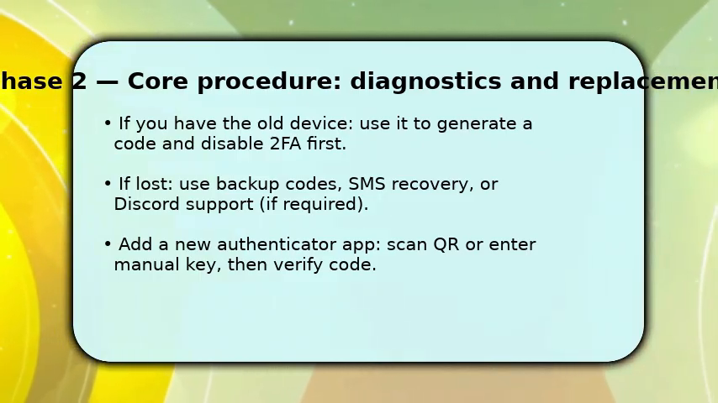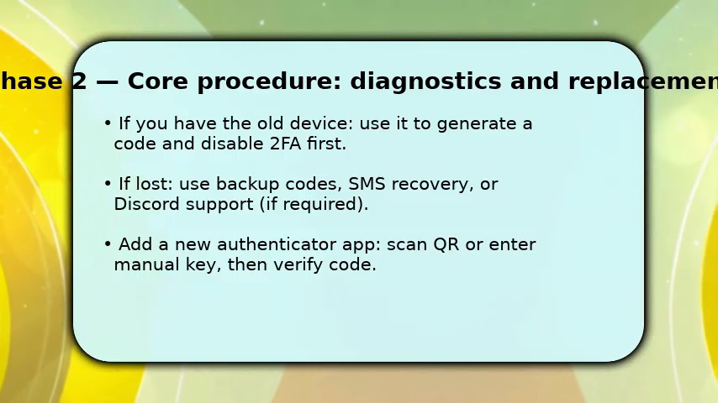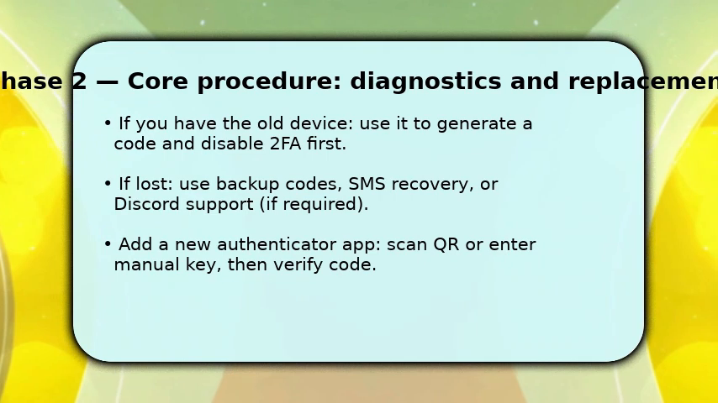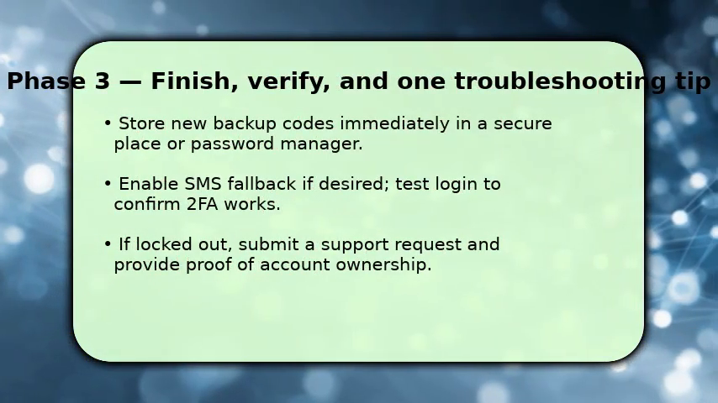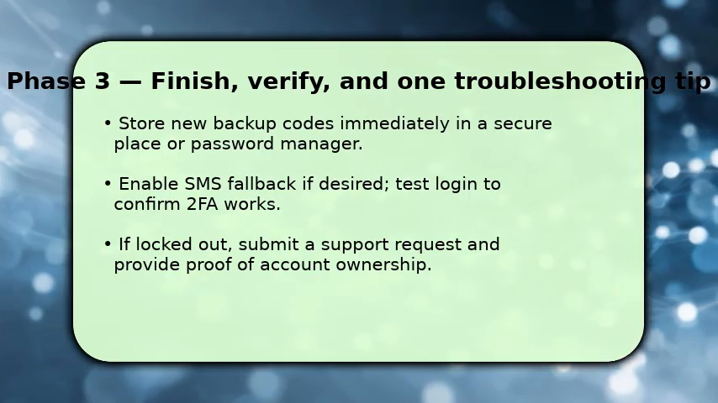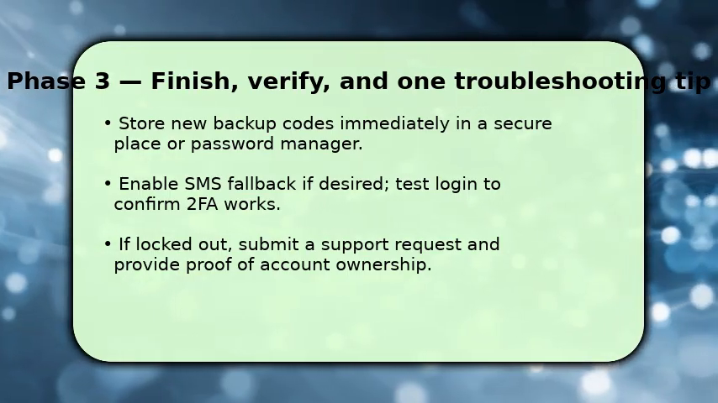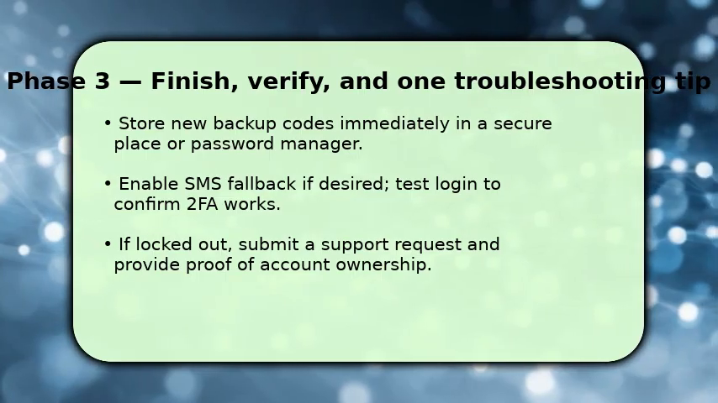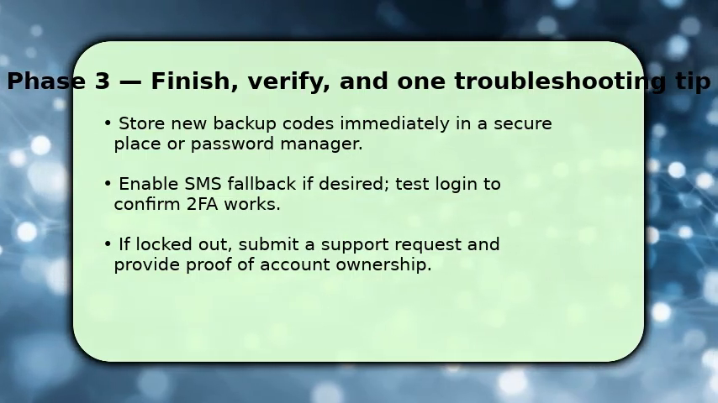Next, install an Authenticator app, scan the QR code or type the manual key, and enter the new code to verify. You complete the process by saving backup codes and testing a fresh login. This confirms everything works. Once done, put codes in a safe, offline location or a trusted password manager, and consider enabling SMS fallback for emergencies.